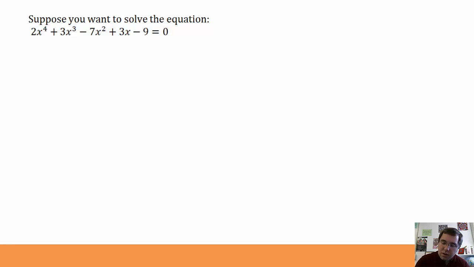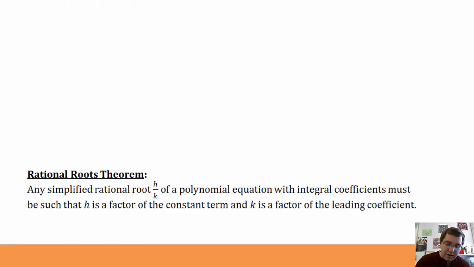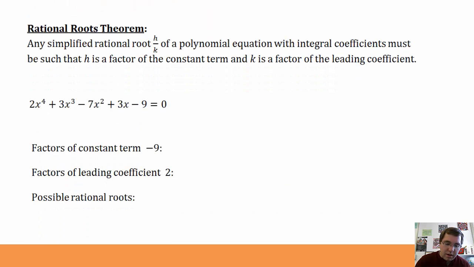So this next theorem is incredibly powerful. It narrows that infinite number of possibilities down to a finite number. It's called the rational roots theorem. And it says that if I'm going to have a rational root, a simplified rational root, h over k, rational of course means it can be written as a fraction, so if I have a rational root, it can be written as a fraction.